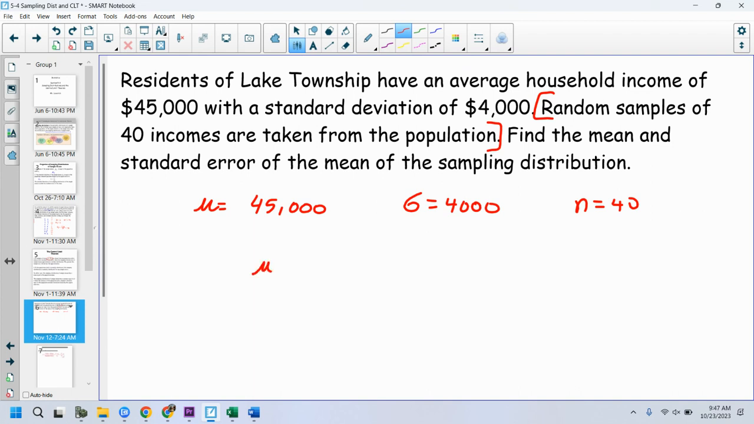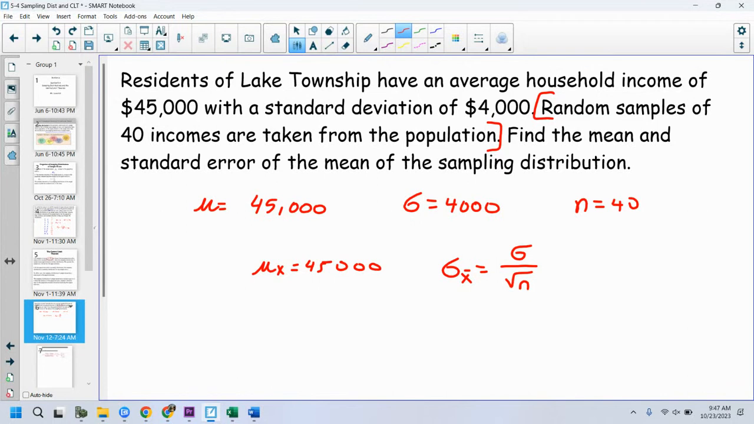Yeah, mu x bar is going to be 45,000 as well, right? Because mu x bar is the same as mu for these values, because mu x bar and mu are essentially the same when I have n greater than or equal to 30. Now, sigma x bar we need to calculate. Remember, sigma x bar is equivalent to sigma divided by the square root of n.